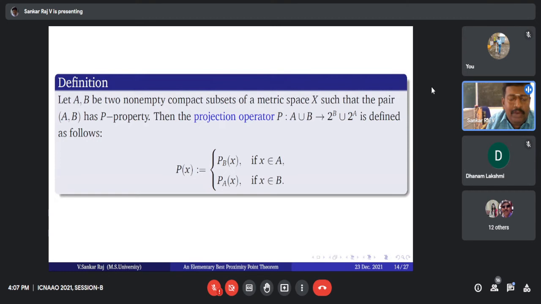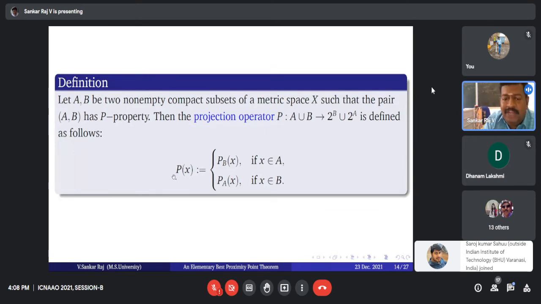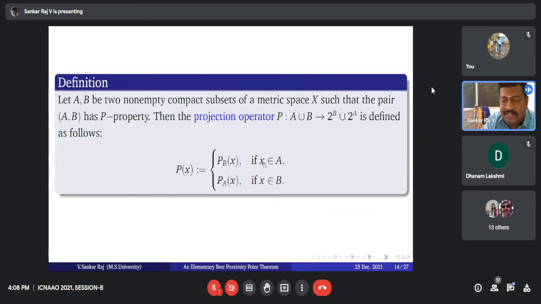Now we are going to define a new function called a projection operator with the help of the metric projection operator. I'm assuming that A and B are two non-empty compact subsets of a metric space capital X, such that the pair A comma B has the P property. Why are we assuming the P property? The P property will make the metric projection operator single valued. That is the idea. Then we define P of x, which is equal to P_B of x if x belongs to A, and P_A of x if x belongs to capital B. So this operator has some properties.